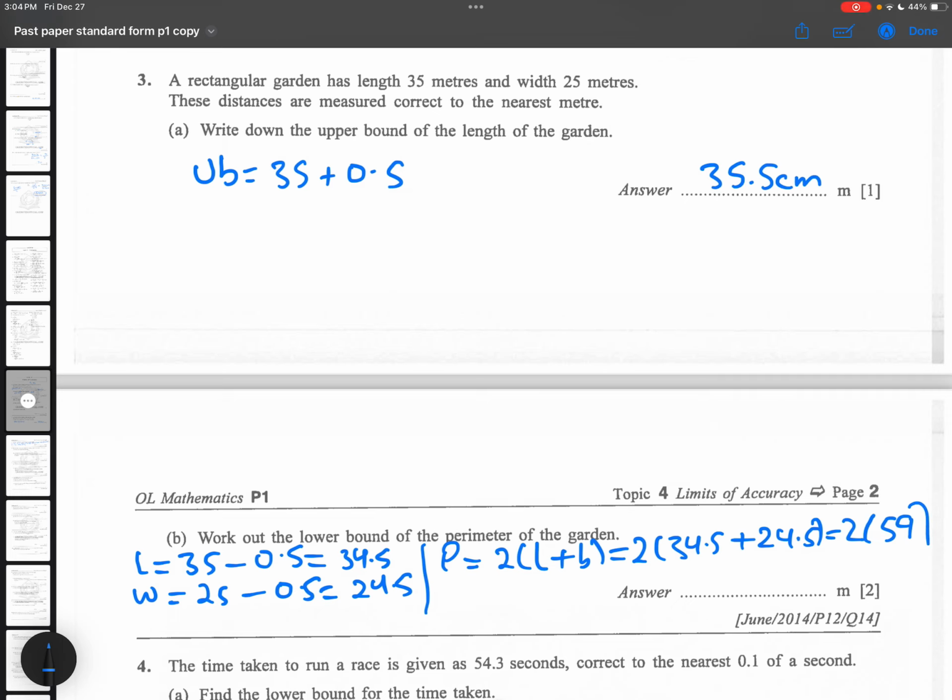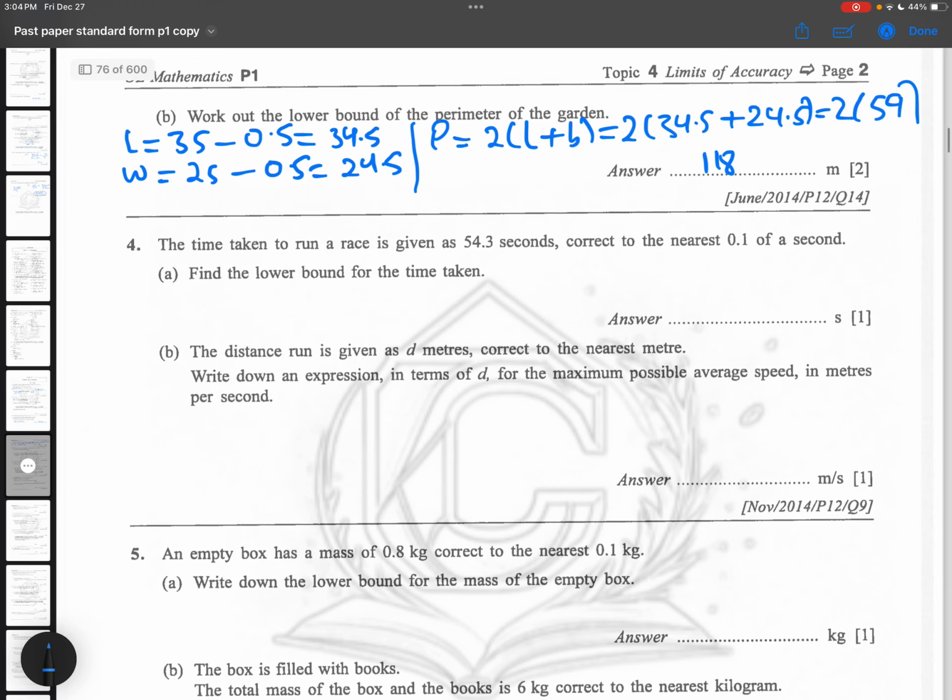And 2 into 59 is 118. So this is the lower bound of the perimeter, 118 meters. Let's move to question number 4.